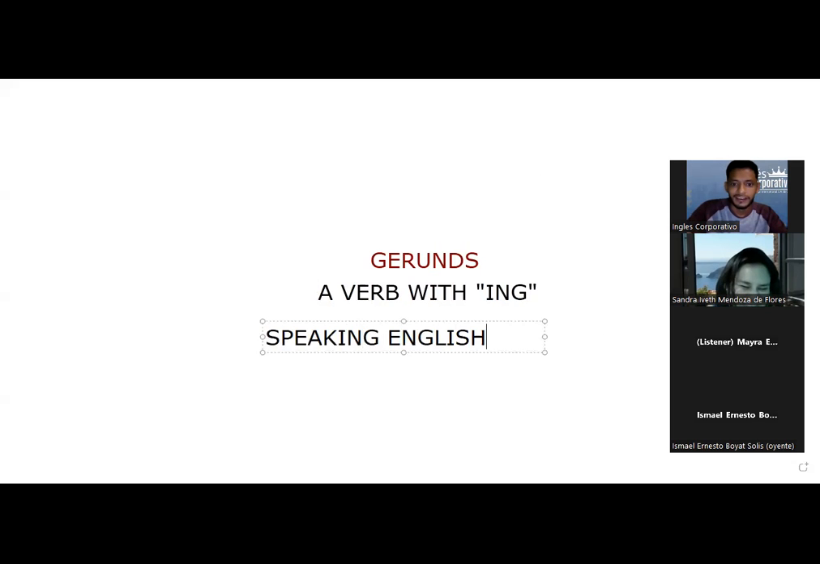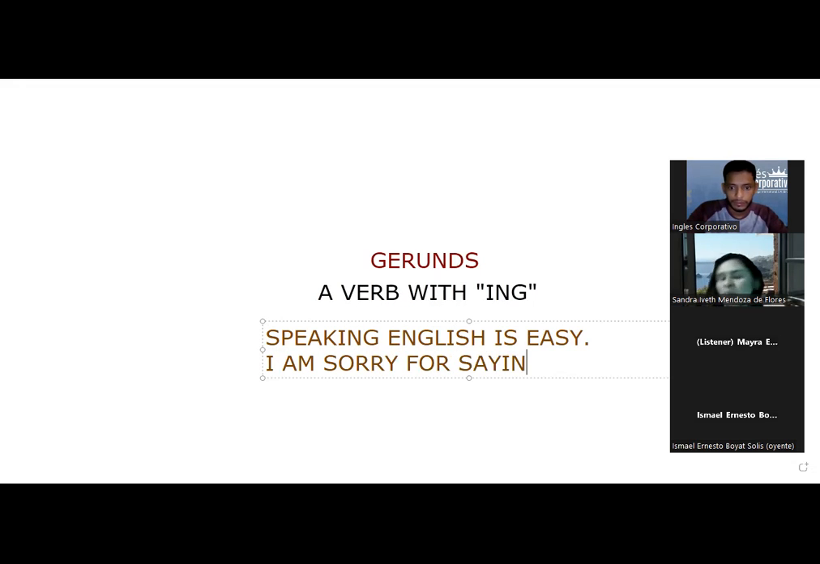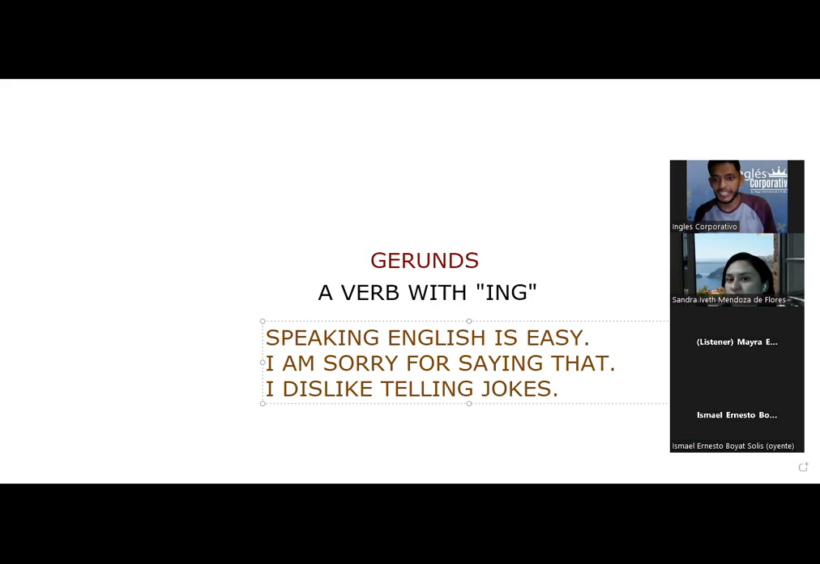Sleeping. Speaking English is easy. That's one example. Another example is I am saying. Okay, three examples, and in the three examples you see three verbs with ing. Let me highlight them: speaking, saying, and telling.